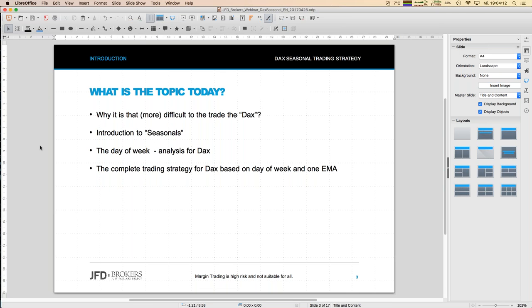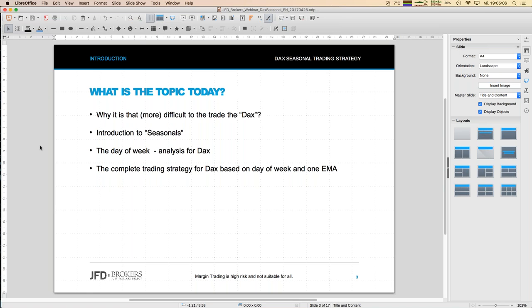But I want to show you how to investigate something like that and to give an answer to the difficulty of trading the DAX simply by doing two analyses, and then we can draw immediately the conclusion why DAX is more difficult than other underlyings. Finally, then I go further into the seasonals in general. Because I want to introduce you to seasonals of stocks, seasonals of any underlying, simply so that you understand the methodology behind seasonals and that you get familiar with that kind of method.